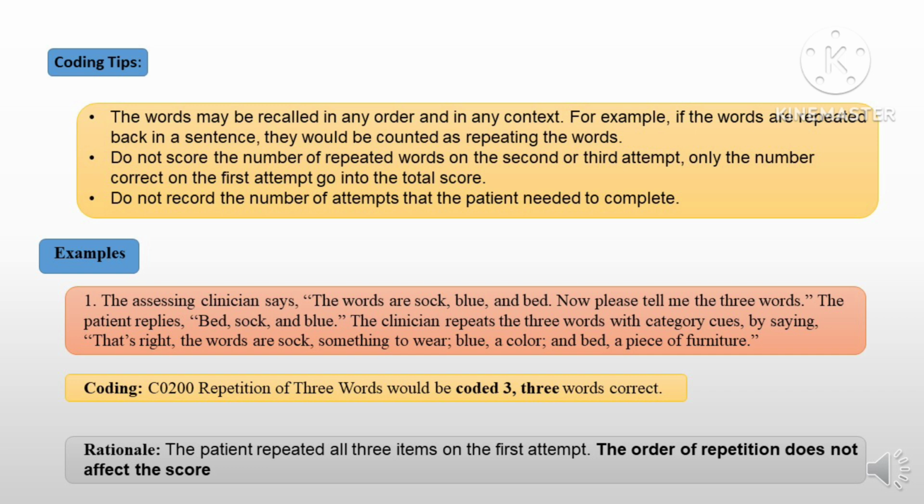Examples. The assessing clinician says, "The words are sock, blue, and bed. Now please tell me the 3 words." The patient replies, "Bed, sock, and blue." The clinician repeats the 3 words with category cues, by saying, "That's right, the words are sock, something to wear, blue, a color, and bed, a piece of furniture." Coding: C0200 Repetition of 3 words would be coded 3 words correct. Rationale: the patient repeated all 3 items on the first attempt. The order of repetition does not affect the score.